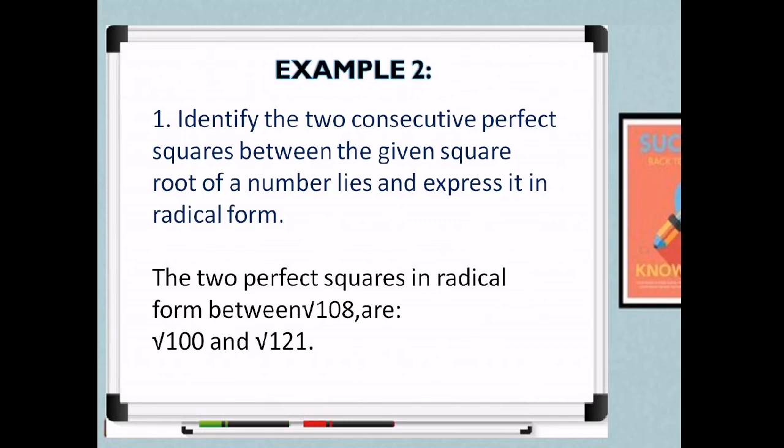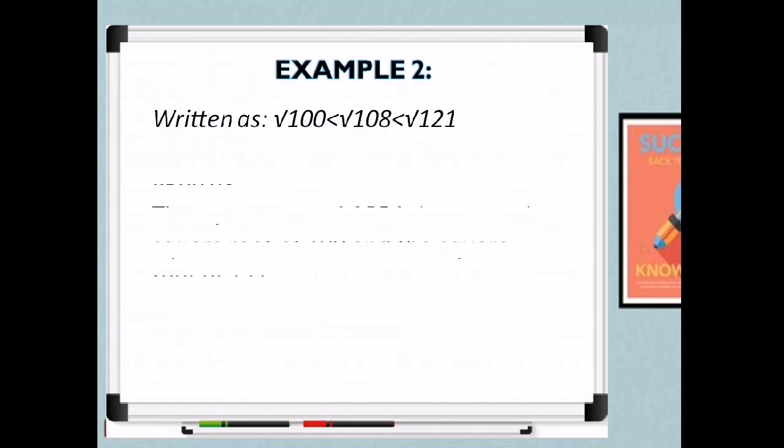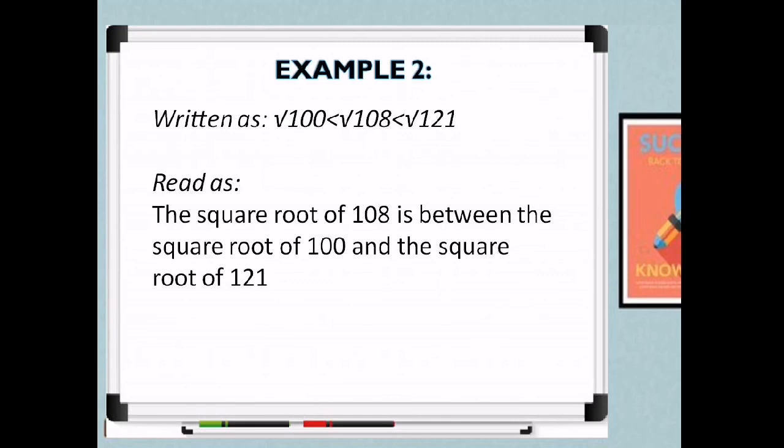So the two perfect squares in radical form between square root of 108 are square root of 100 and square root of 121, written as this one. So that is read as the square root of 108 is between the square root of 100 and the square root of 121.